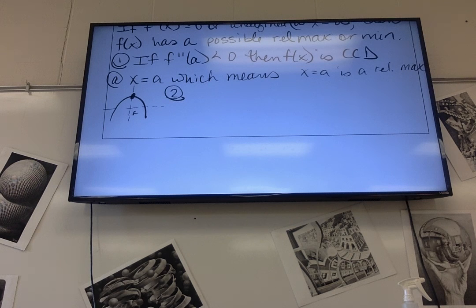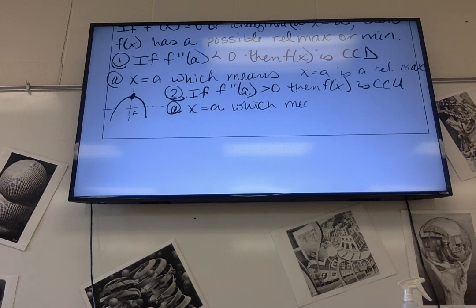Number 2. If f double prime of a is greater than 0, then f of x is concave up at x equals a, which means x equals a is a relative minimum. And that makes sense, concave up, it's going to be down at the bottom.